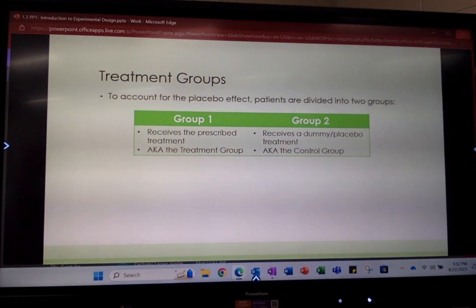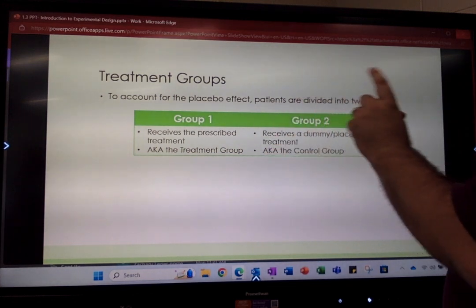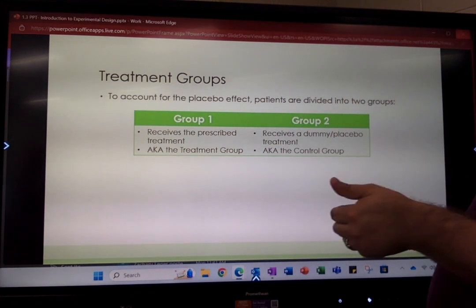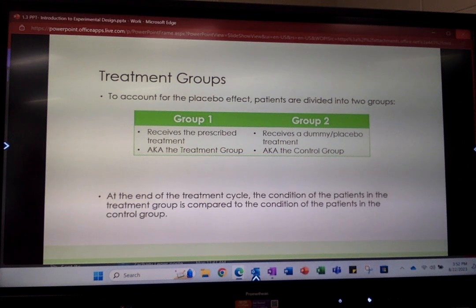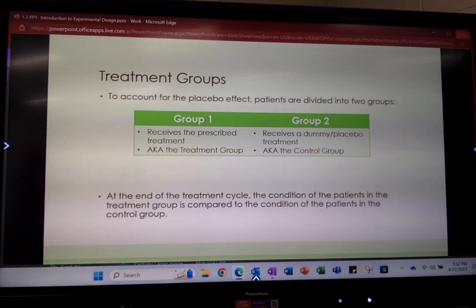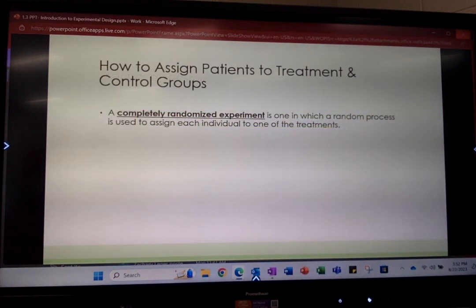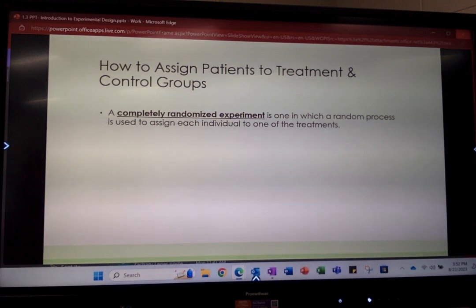But in the case of the medical community, the control group receives a dummy pill or a placebo pill. Okay. At the end of the treatment cycle, the condition of the patients in the treatment is compared to the condition of the patients in the control group. All right. Now, how do we assign patients to treatment and control groups?